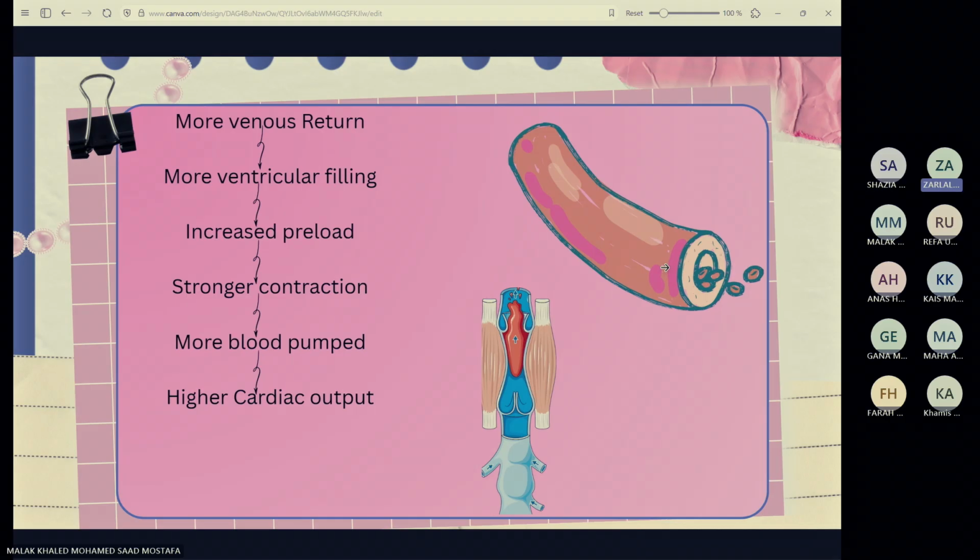The muscle of the ventricle will be stretched more. Therefore, there will be stronger contraction. With stronger contraction, more blood will be pumped out, so stroke volume will be increased. And according to the formula, cardiac output equals stroke volume times heart rate. So when stroke volume increases, cardiac output will increase as well.